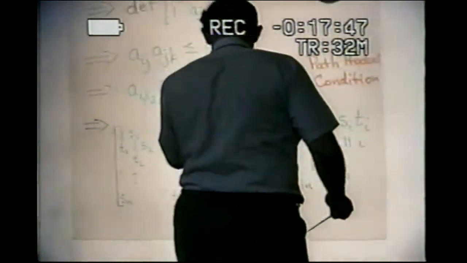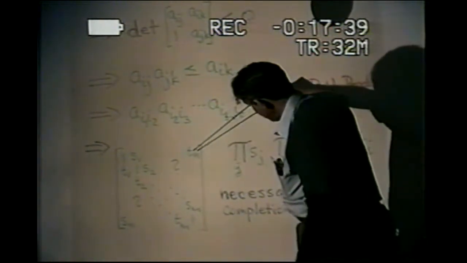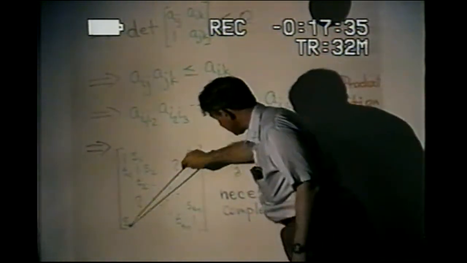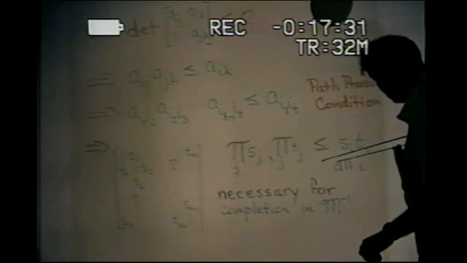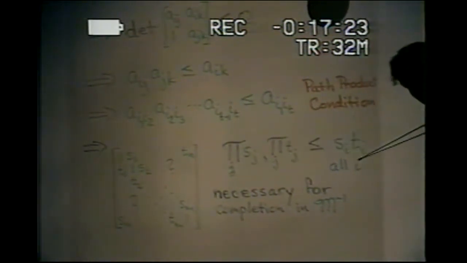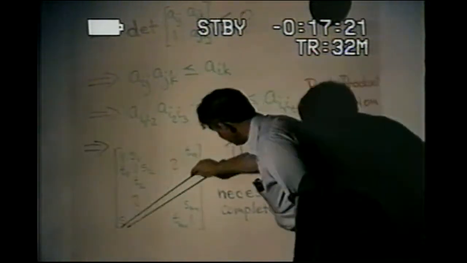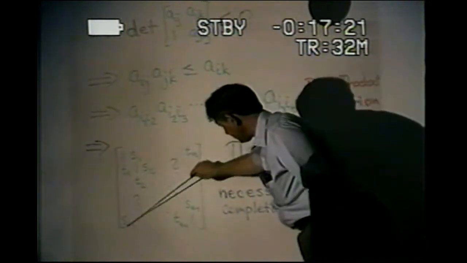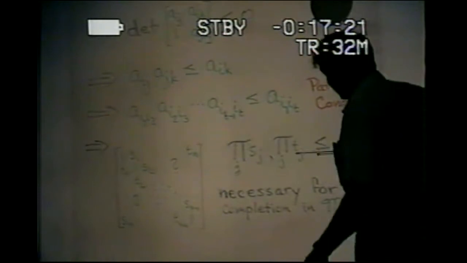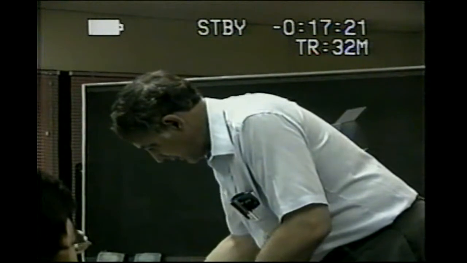Okay? So this is always true for any inverse M matrix. And from that, one can deduce the following. If I have a cycle, well, here's a path, and that path has to be less than or equal to this entry. Here's a path that has to be less than or equal to this entry. And so if I multiply through, I get that any cycle product has to be less than or equal to this product of entries. So if I take the cycle this way, that has to be less than or equal to this times this. If I take the cycle this way, that has to be less than or equal to this times this. Okay? So this cycle condition is a necessary condition for a completion to an inverse M matrix. Okay? And we believe that is sufficient in general, but we can only prove that it's sufficient in the symmetric case.